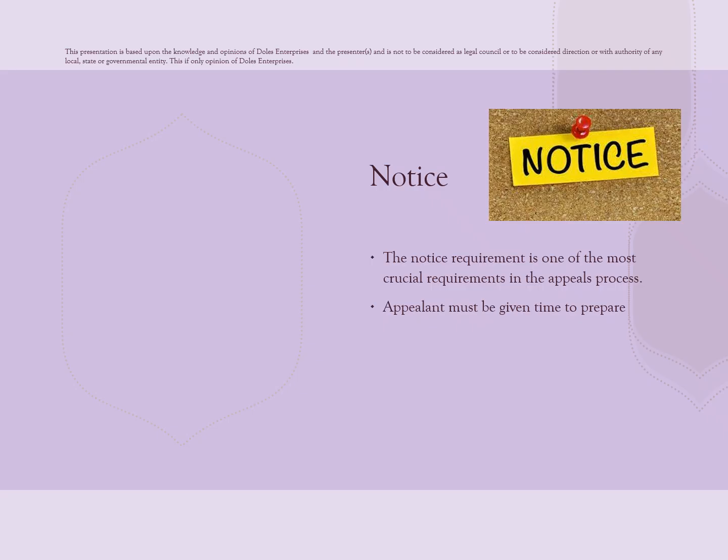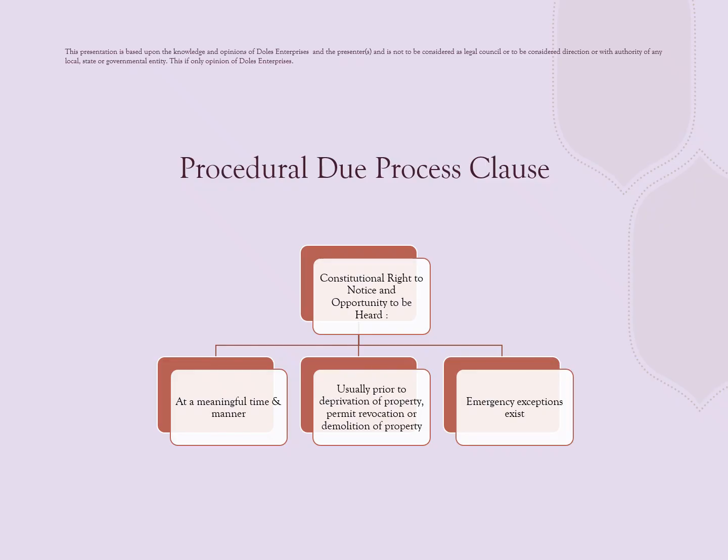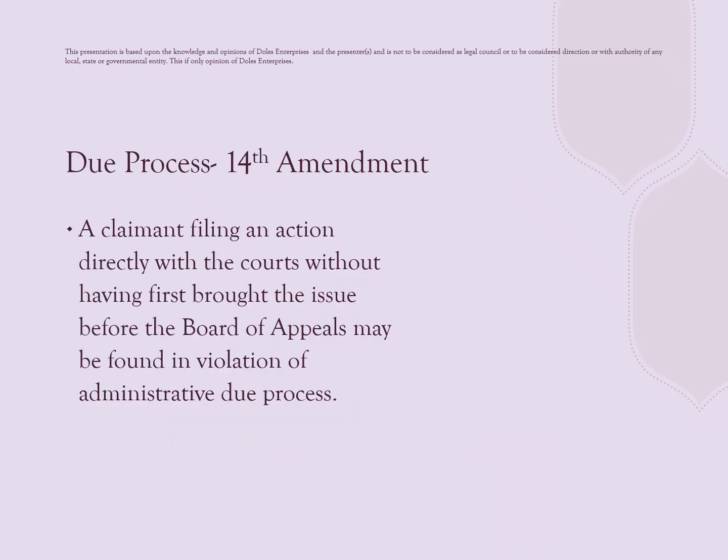Notice is a key component of due process, as discussed earlier in this program. To review, procedural due process is based upon the constitutional right to notice and an opportunity to be heard at a meaningful time and manner, and usually prior to deprivation of property, permit revocation, or demolition of property. There are emergency exceptions that exist. A claimant filing an action directly with the courts without having first brought the issue before the Board of Appeals may be found in violation of the administrative due process.